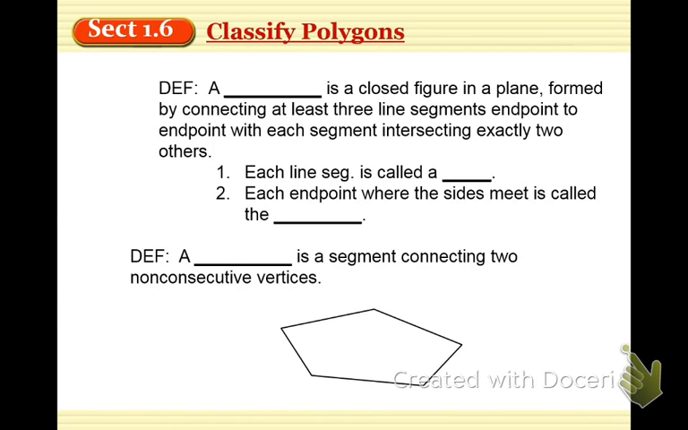All right, polygons. Talk about classifying polygons. This should go pretty quick. It's not the first time you've seen this. There should be a lot of review for you. Okay, but a polygon is a closed figure in a plane.